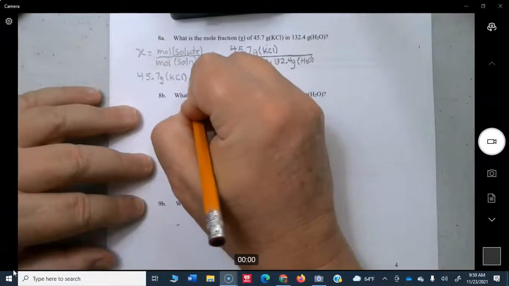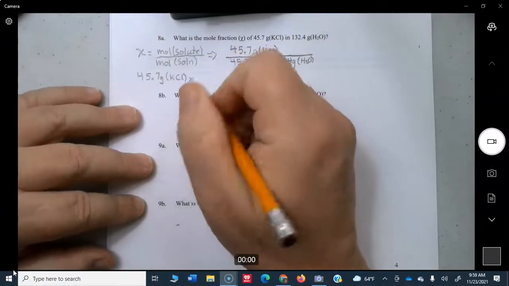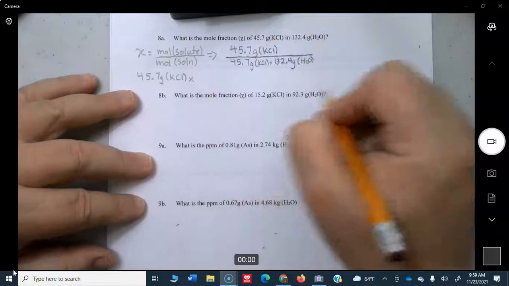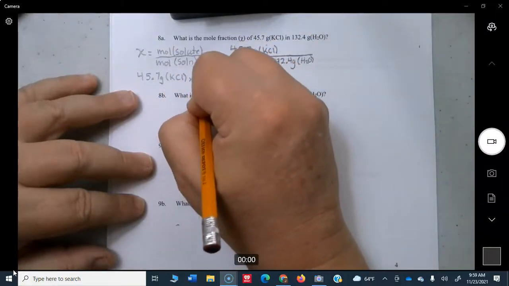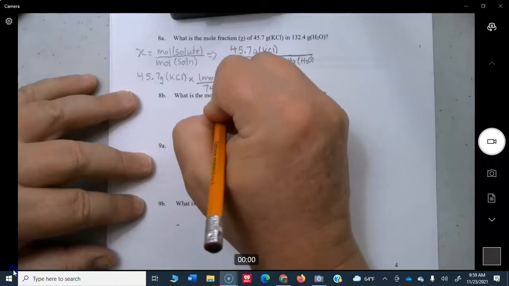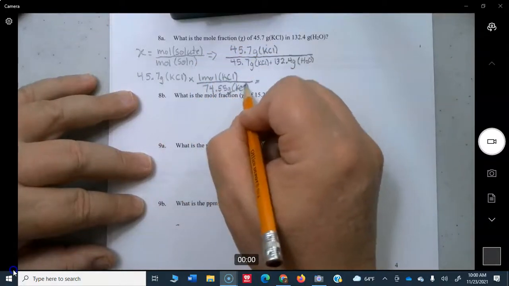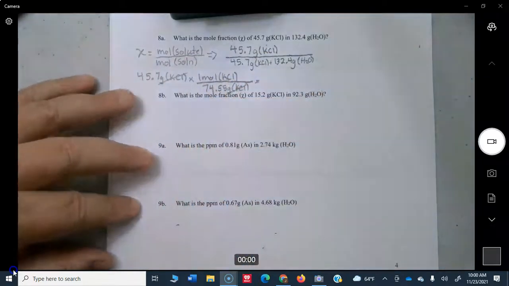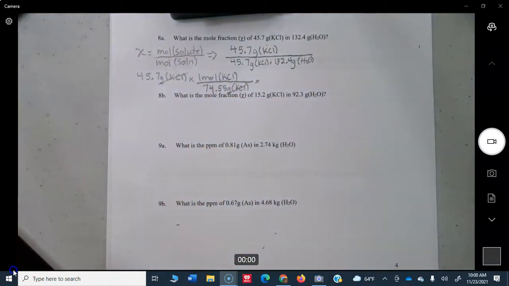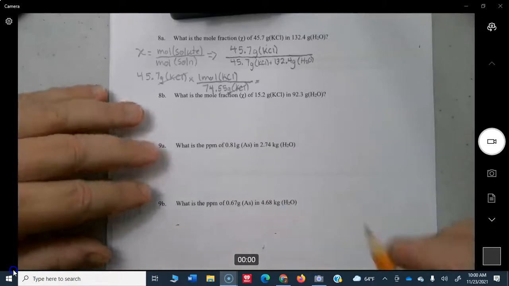So hopefully you're experienced enough to just go ahead and do this kind of quickly. You don't have to write out all the conversions every time. So it's 1 mole. We need to get everything into moles. So grams of KCl on top, grams of KCl on bottom, you end up with moles of KCl. So it's 45.7 divided by 74.55, and that gives us 0.61.